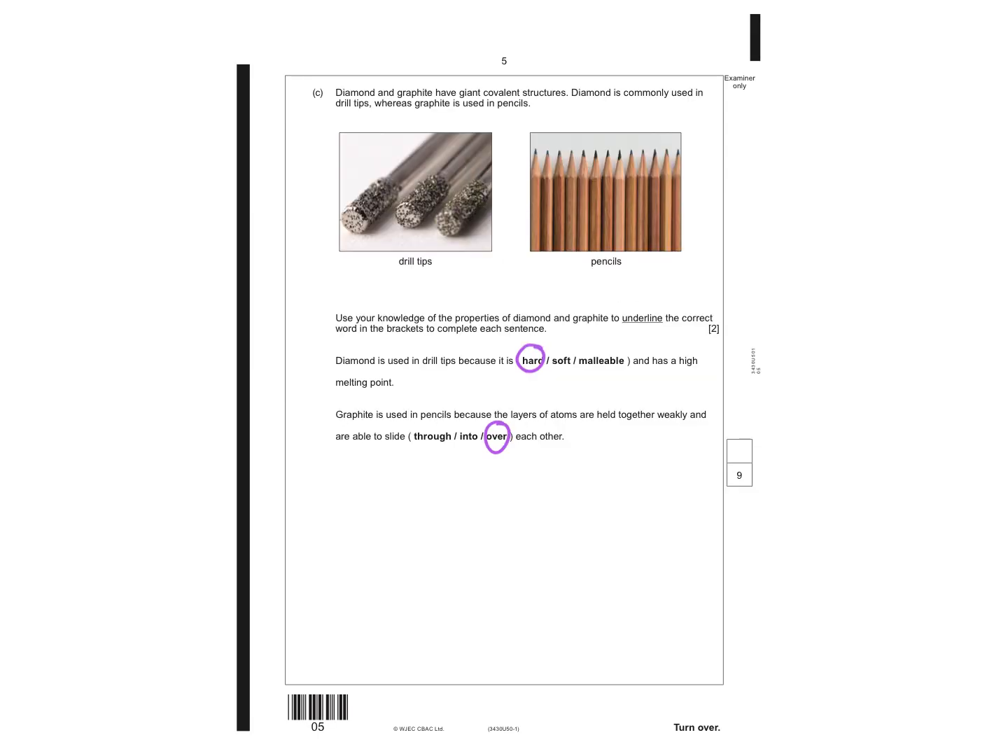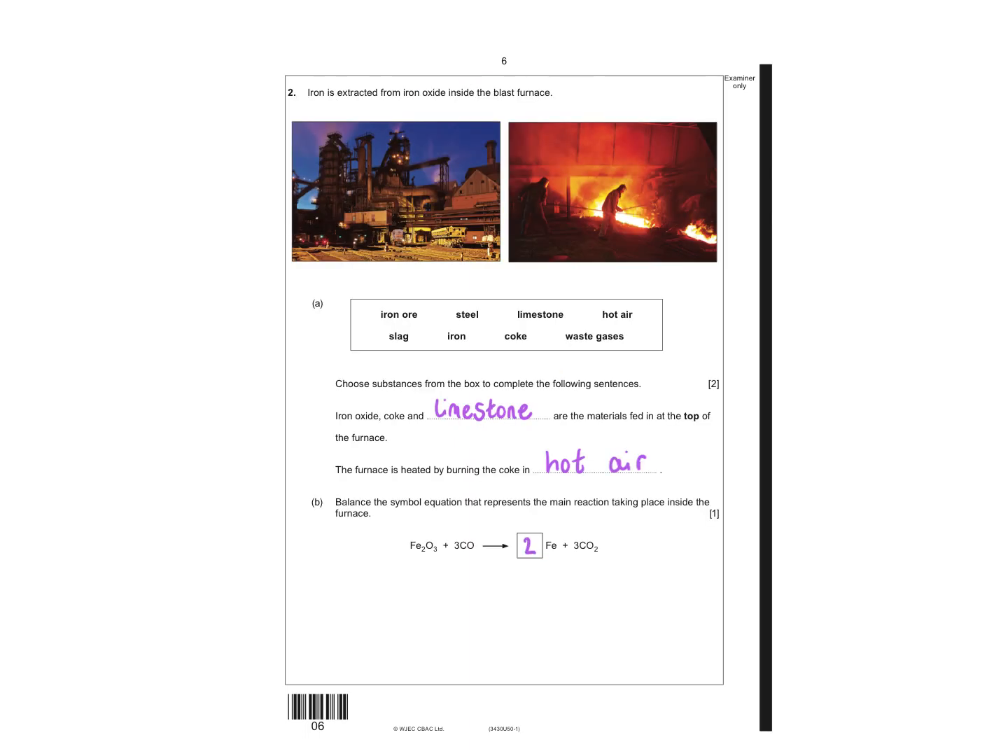Diamond and graphite are giant covalent structures. Remember, they're allotropes of carbon, so just carbon bonded over and over again. Thinking about diamond, that's got 4 bonds, four carbon bonds, and then graphite's got 3, remembering it's got a free electron. Diamond is used in drill bits because it's hard and has a high melting point. Really nice question. Graphite is used in pencils because the layers of the atoms are weakly held together and able to slide over each other.